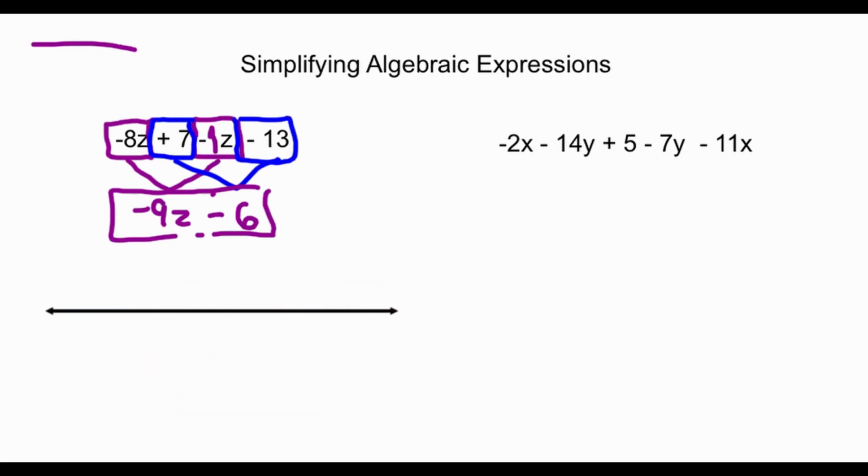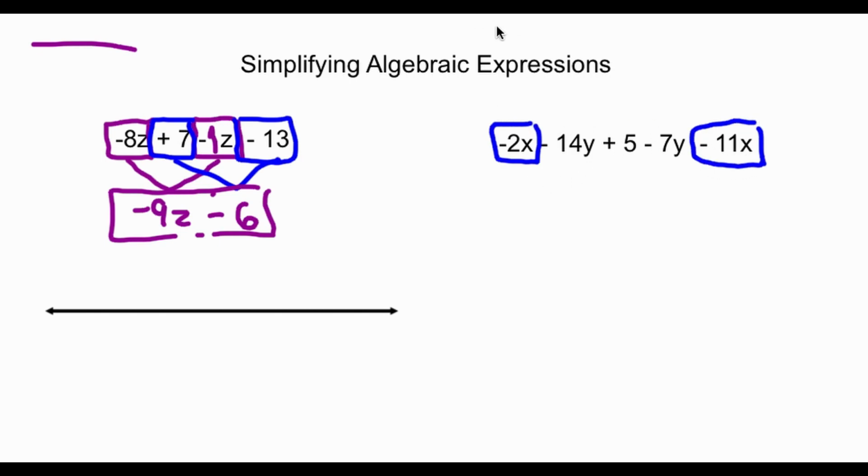Let's go ahead and put the rectangles around the like terms here. I'm going to put one over the negative 2x. And then I look for another x term. There is one all the way over here, the 11x. Now the 11x has a minus, so I've got to make sure that I include that as well here. All right, so I got those two.